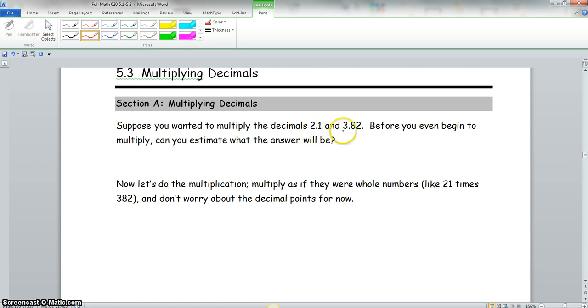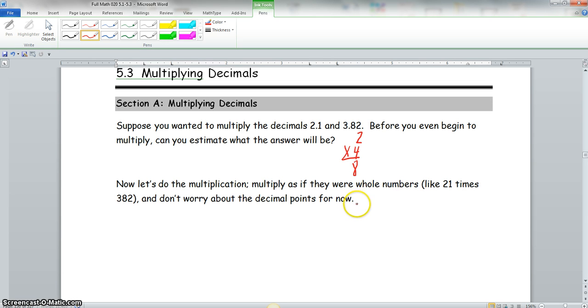Let's round to the nearest ones place. So 2.1 will actually become 2. 3.82 will become 4. 2 times 4 is 8. Okay, now let's try the actual numbers. It says now let's do the multiplication. Multiply as if they were whole numbers, like 21 times 382, and don't worry about the decimal points for now.